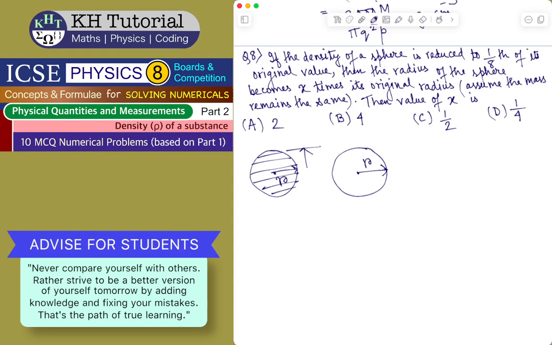What is the volume? I forgot the volume of a sphere. This is really very bad. Give me a second. I will quickly check in the textbook what is the volume formula of a sphere. This is really bad.